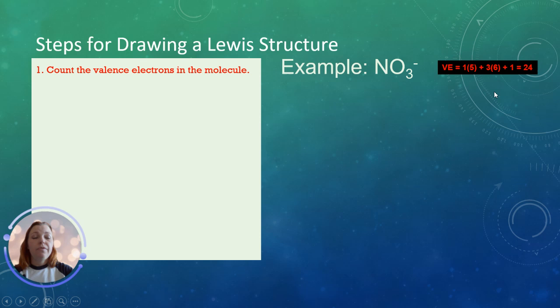and that's going to give us a total of 24. Now, in the event of having a positive charge, that means an electron was lost to form that ion, and so we would remove a valence electron from your total. Usually you're going to see it with negatives.